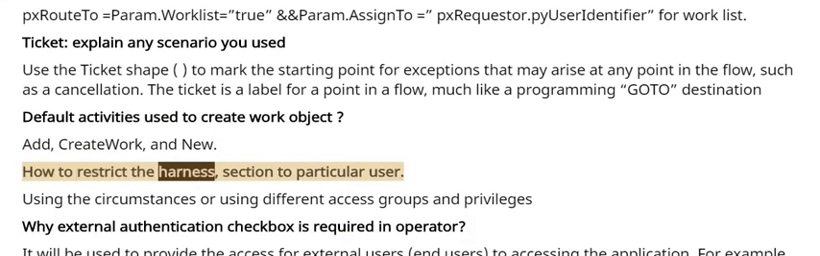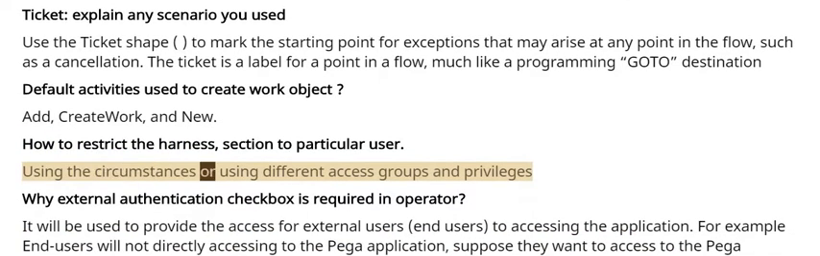How do you restrict a harness section to a particular user? Using circumstances, or using different access groups and privileges.